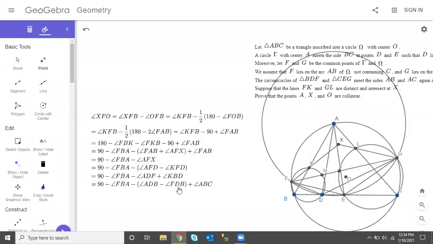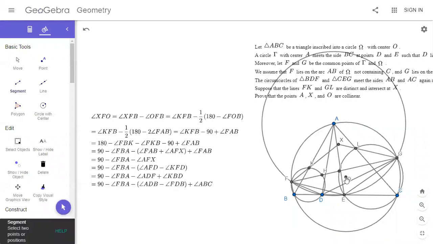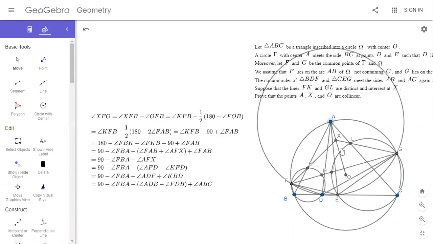Is there some mistake in the diagram because A, X, O are not looking collinear? I think they are. Oh, sorry. All right. But yeah.